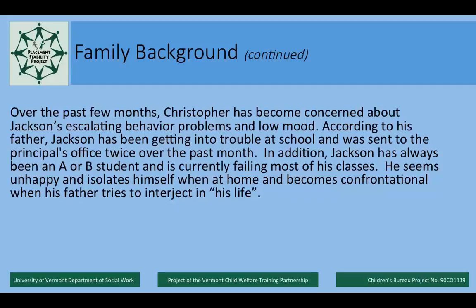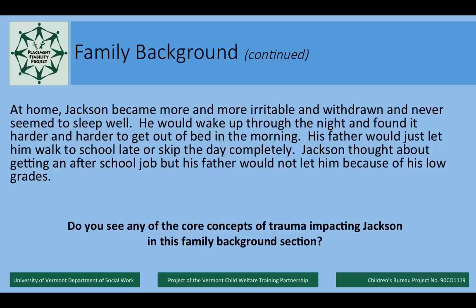He seems unhappy and isolates himself when at home and becomes confrontational when his father tries to interject in his life. At home, Jackson became more and more irritable and withdrawn and never seemed to sleep well. He would wake up through the night and found it harder and harder to get out of bed in the morning. His father would just let him walk to school late or skip the day completely. Jackson thought about getting an after-school job, but his father would not let him because of his low grades.